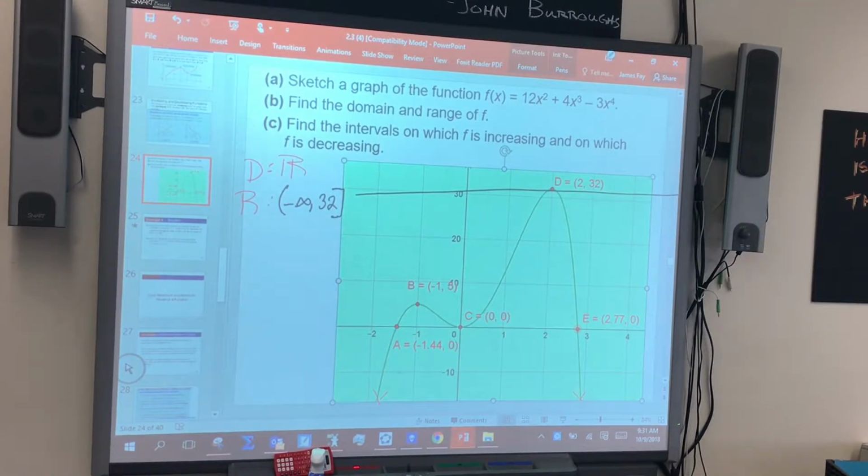Yes? Wait, how come it's not negative infinity if the arrow there? Say again? How come it's not infinity to 32? Because these values down here are negative though, right? Okay. So when that goes down, it'll keep going down to negative infinity.